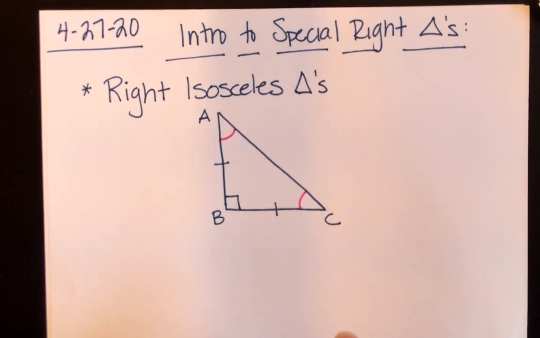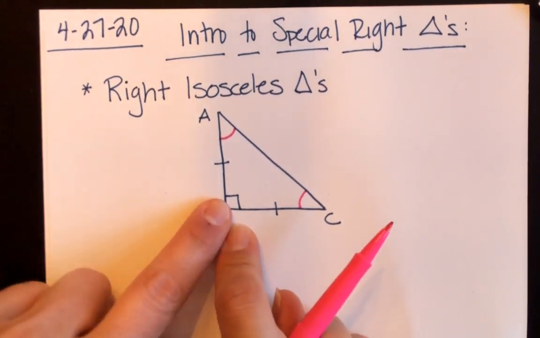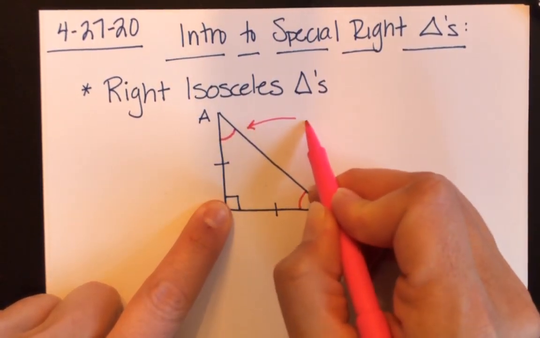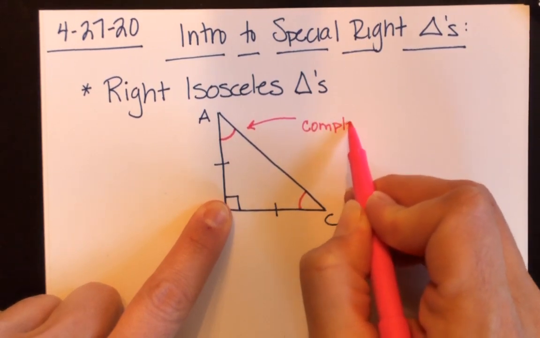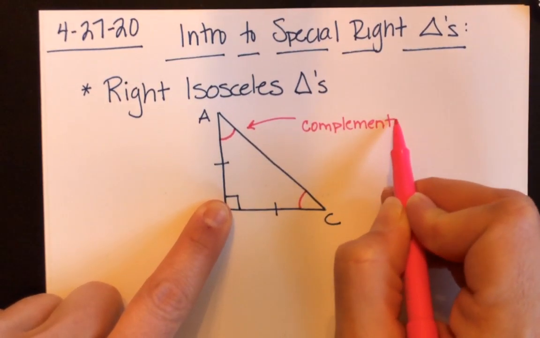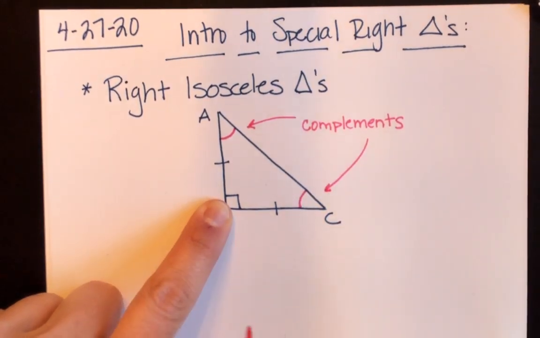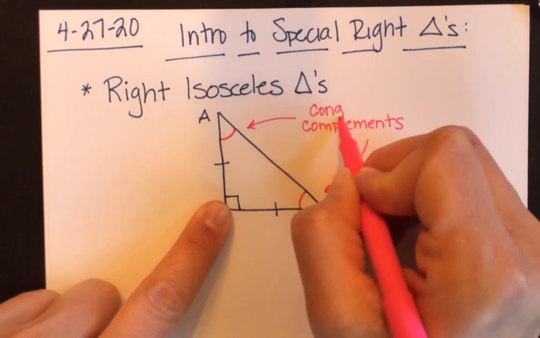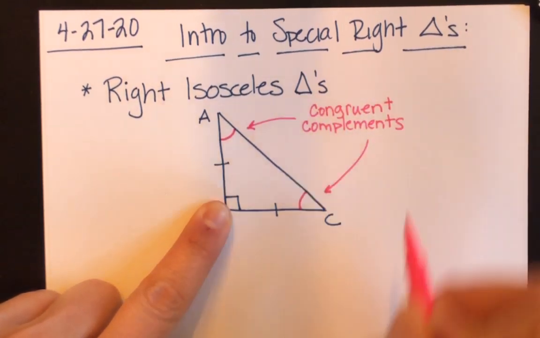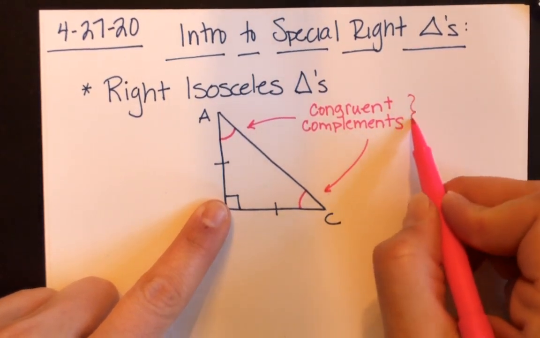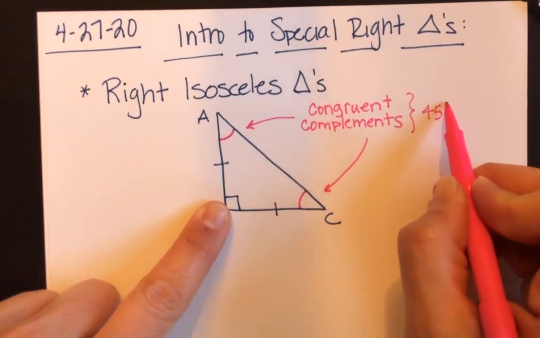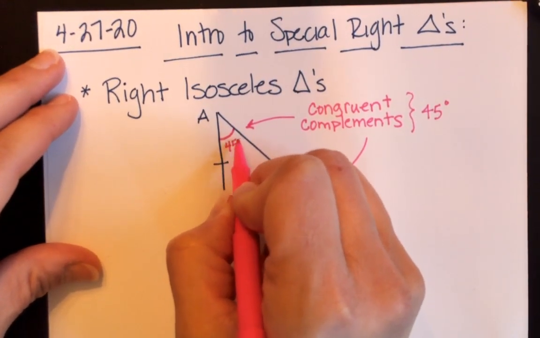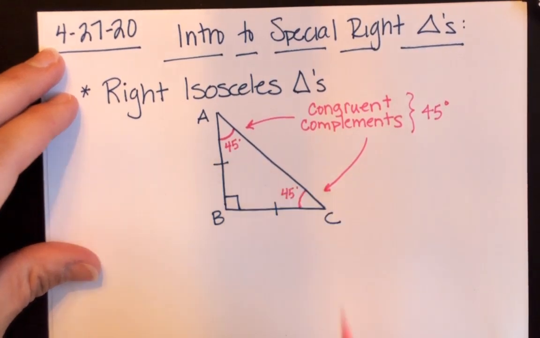What that also means is if there's 90 degrees here, these two are not only complementary, meaning they also have to add up to 90 degrees, because 90 and 90 is 180. They are congruent complements. And congruent complements will automatically be 45 degrees. So that means this measure is 45 and this measure is 45.